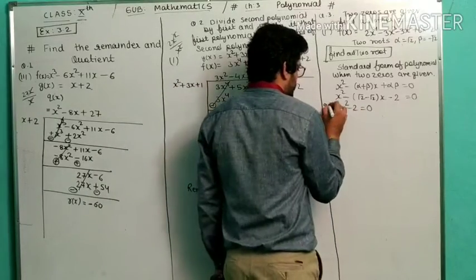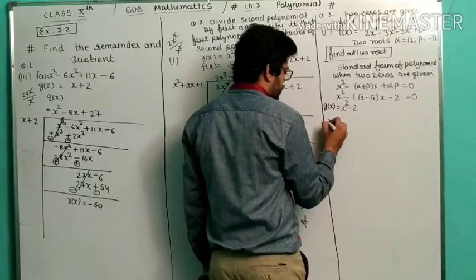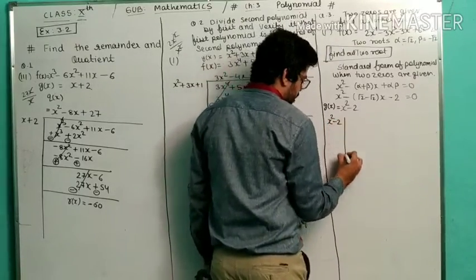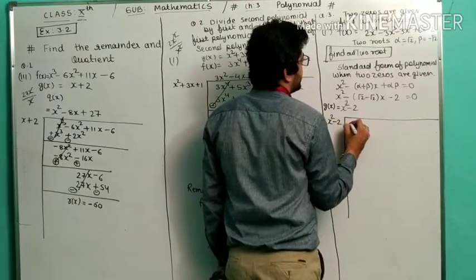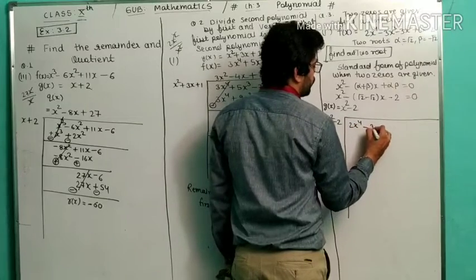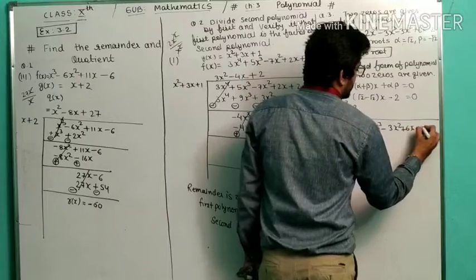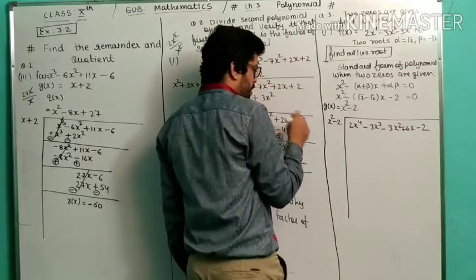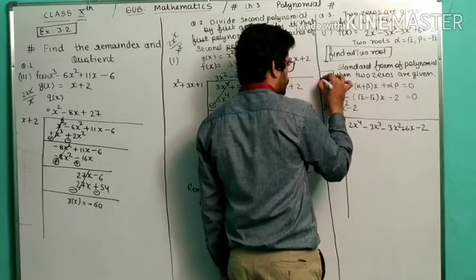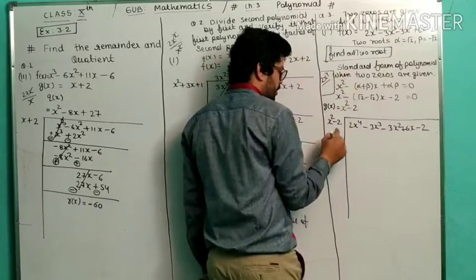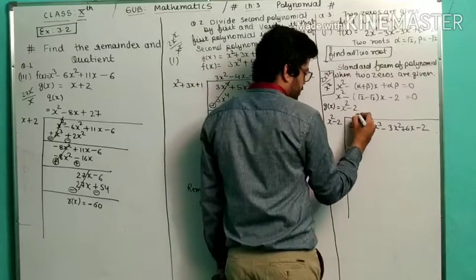We got our g(x), x square minus 2. Always the same method: we put g(x) on the left-hand side and write f(x) on the right-hand side. 2x to the power 4, 3x cube minus 3x square plus 6x minus 2. So now we are dividing 2x power 4 by x square. So remaining is 2x square.